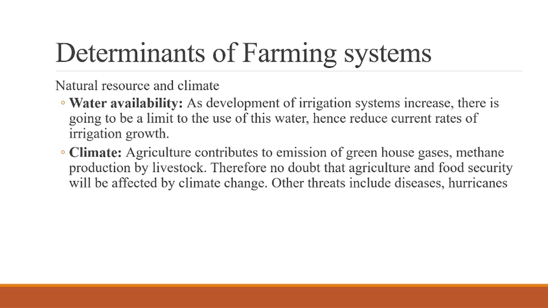In terms of climate, yes, we all know that agriculture contributes to emission of greenhouse gases like methane production by livestock. Therefore, there is no doubt that agriculture and food security will be affected by climate change. So you can see that the change in weather pattern over time has an impact on the farming system of a particular area. For example, people will make different choices on proper enterprise combination on the farm in order to maximize profit.